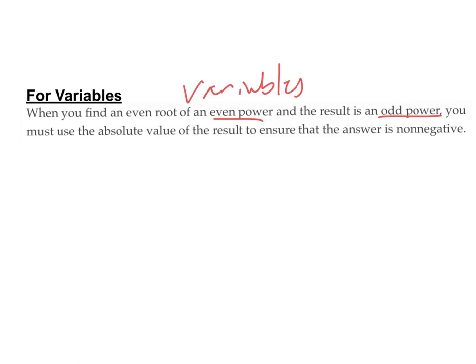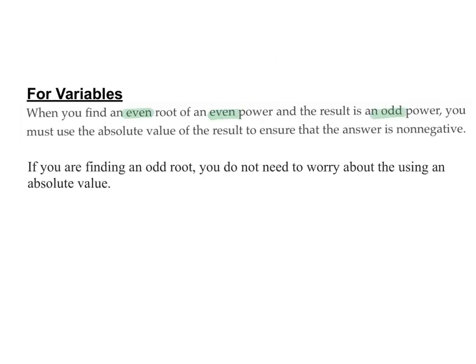Okay? Write this down. So I've highlighted those words: even, even, odd. That's going to be your key: even, even, odd. If you can remember even, even, odd, then you're going to know it's going to need absolute values. Or you're going to know it might need absolute values, and I'll talk about that.